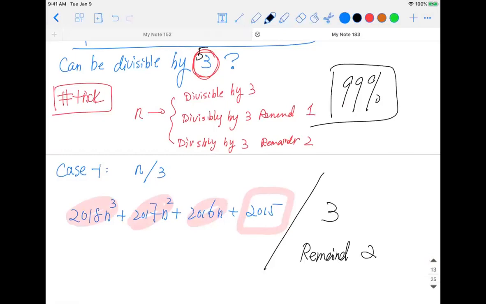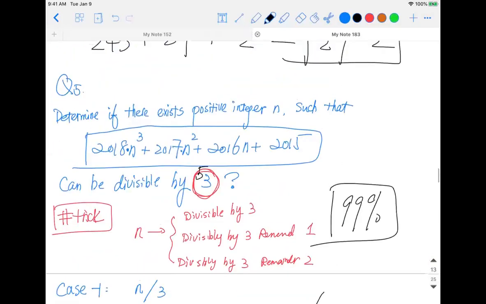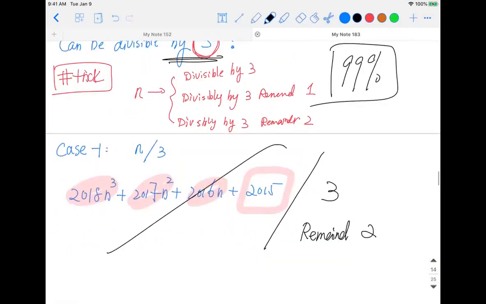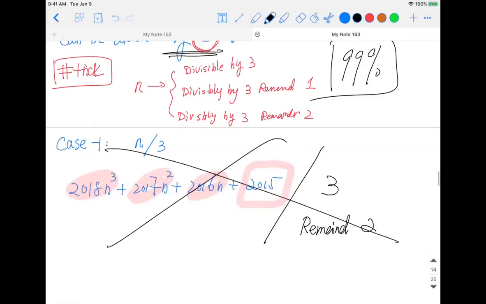Right? The question asks you, is it possible this guy can be divisible by 3? So this is not possible. Case number 1, not possible. Okay, let's go to case number 2.